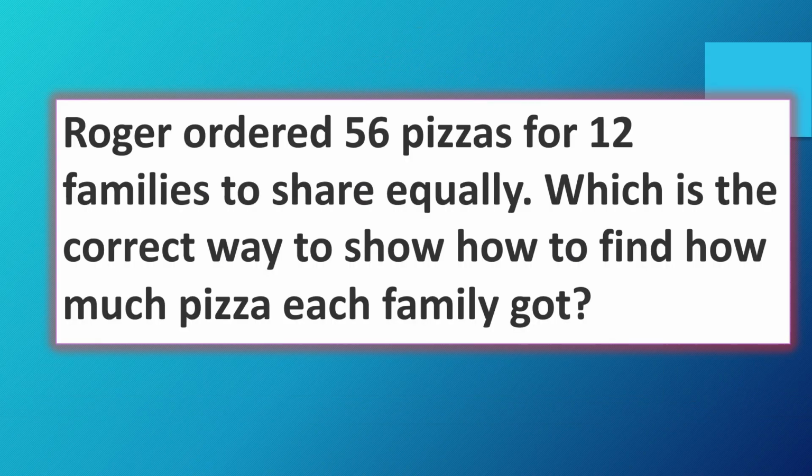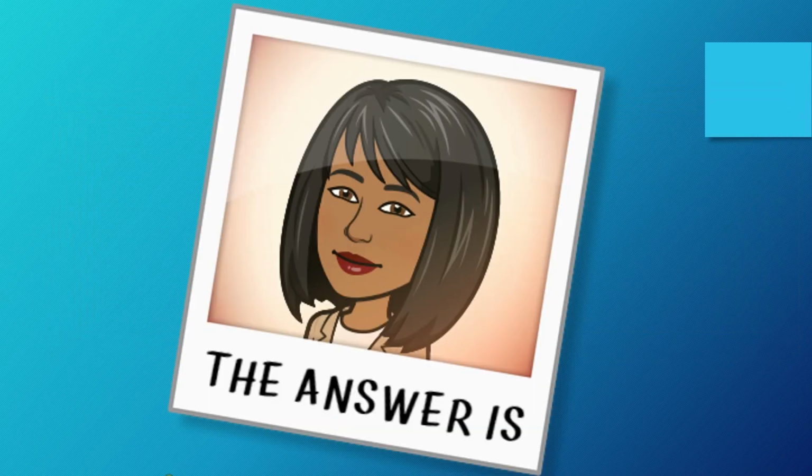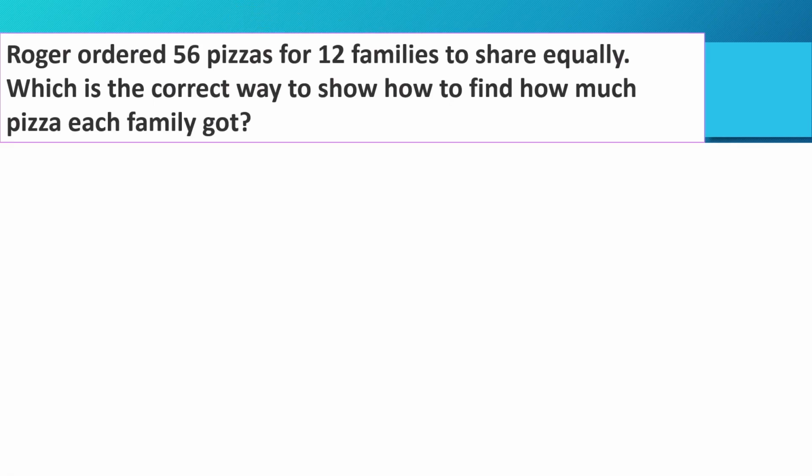divisions. Roger ordered 56 pizzas for 12 families to share equally. Which is the correct way to show how to find how much pizza each family got? And the answer to that problem is, since Roger will be sharing the 56 pizzas for 12 family members, we know that we are going to be dividing. Now we are going to be dividing 56 by 12, but we can also represent this as a fraction as 56/12 that you see on the screen right there.